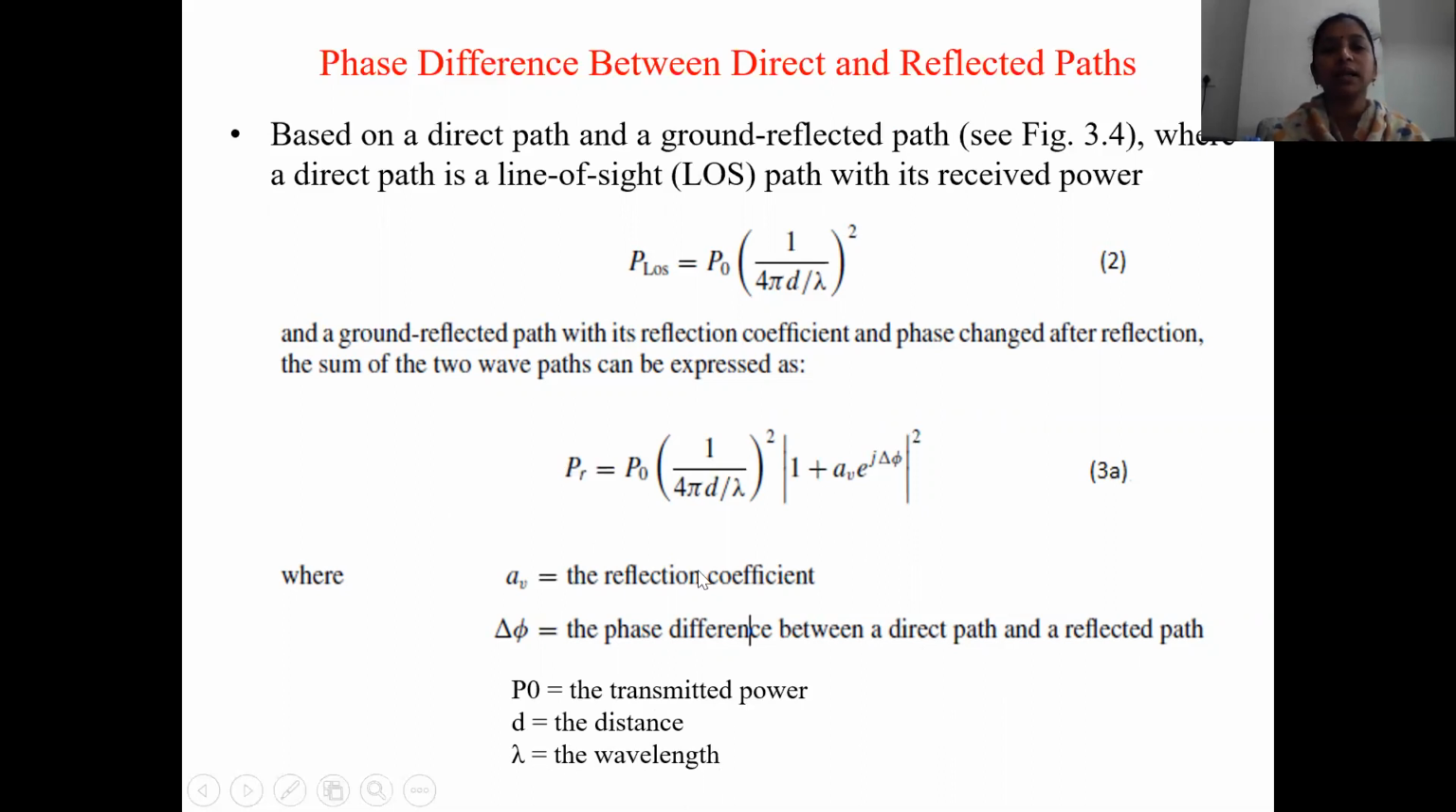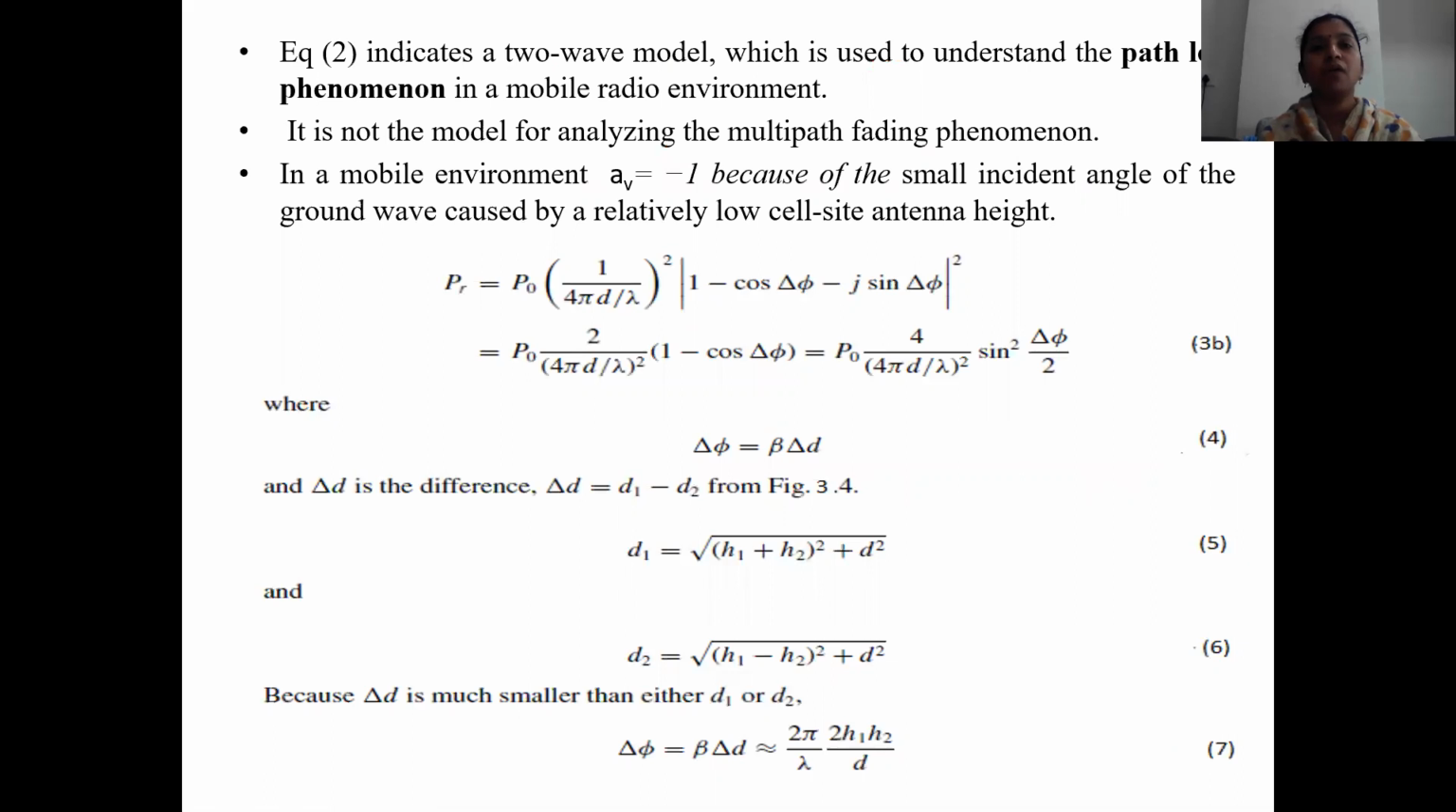So this equation indicates the received power after the reflected path. After simplifying, equation 2 is the equation for a two-wave model, which is used to understand the path loss phenomena in a mobile radio environment. It is not a model for analyzing the multipath fading phenomena. In a mobile environment, alpha_v is equal to minus 1 because of the small incident angles of the ground wave caused by a relatively low cell site antenna height.